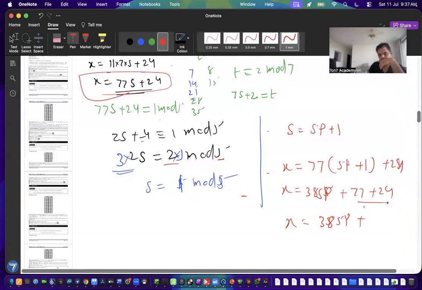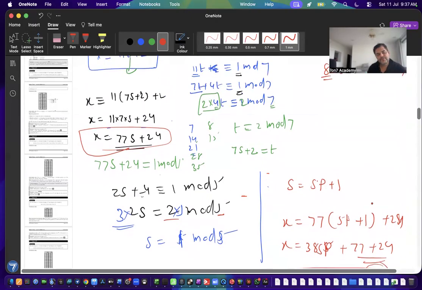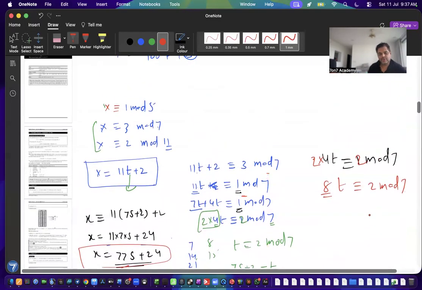So x is 385p plus, what do you get here? That's going to be 101. If you divide by that number, this is your number. If you put p equal to 0, then 101 is the first number. It satisfies all three conditions. Check it: 101 divided by 5 gives remainder 1, perfect. 101 divided by 7: 98 is a multiple of 7, then plus 3. That is also perfect. 101 is 99 plus 2, a multiple of 11 plus 2. It is working. Agree?